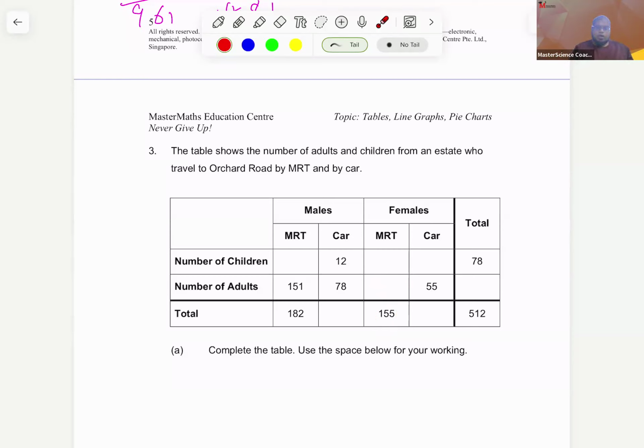But what you can do is try to find something else first. Maybe I find this one first. I can take 512 minus 78. I got this, right? Then from here, I can find this one here. Can you all see that?